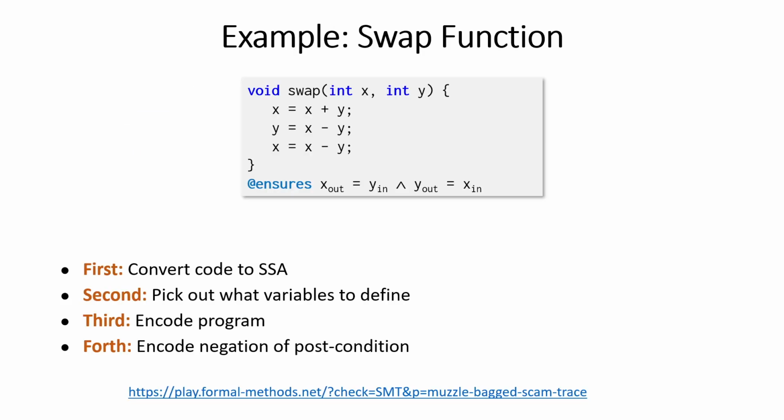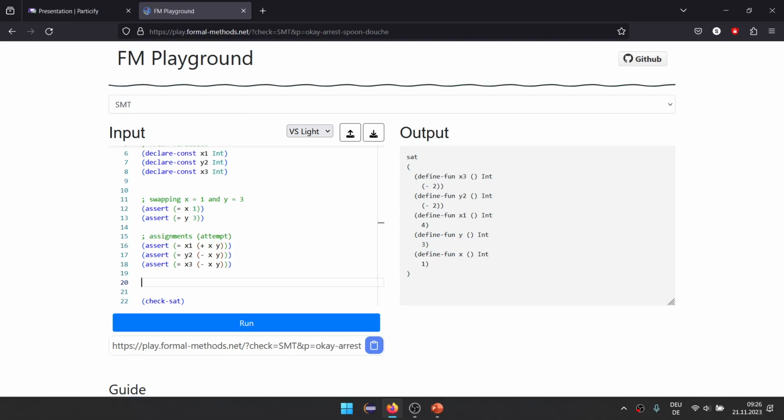So that's again the piece of code. The postcondition here says the x that we get out equals the y that we got in, and the y that we got out equals the x that we got in. So we can just write this as an assertion.